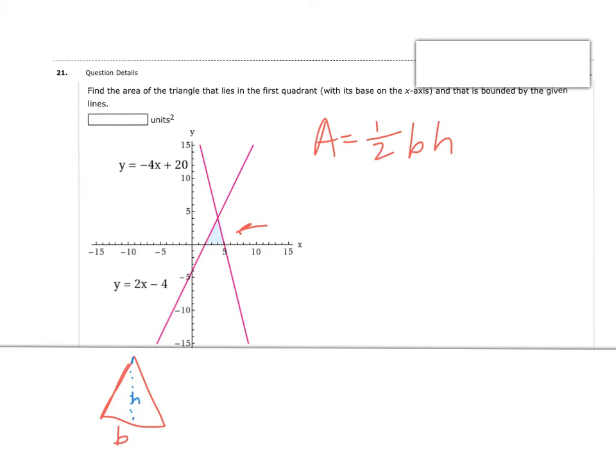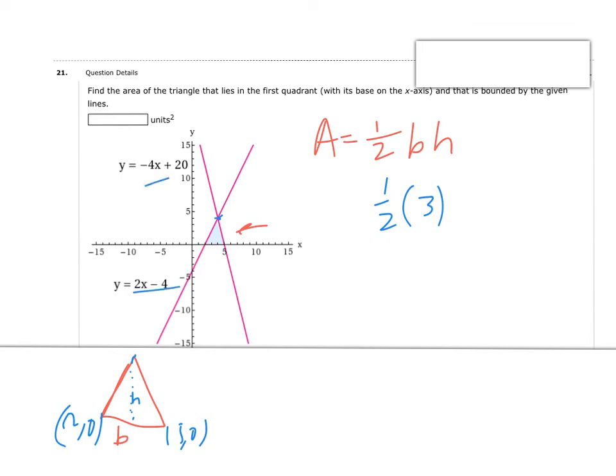I can already see here that the coordinates are 2, 0 right here, and then 5, 0 right there. Good news is I already know the length of the base, which is just going to be 3. This is the distance from 2 to 5. And for the height, I would just need the y value of this spot up here. To find that, it's the intersection point, so I would just solve the system.